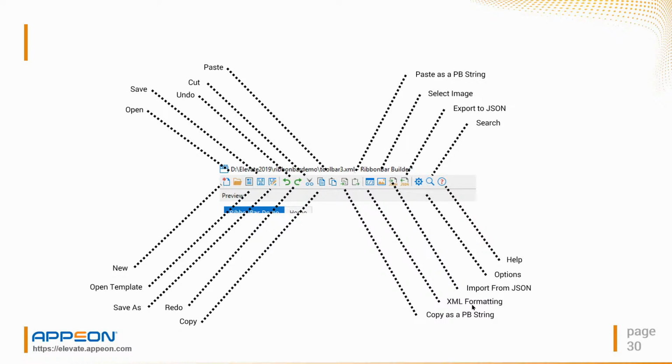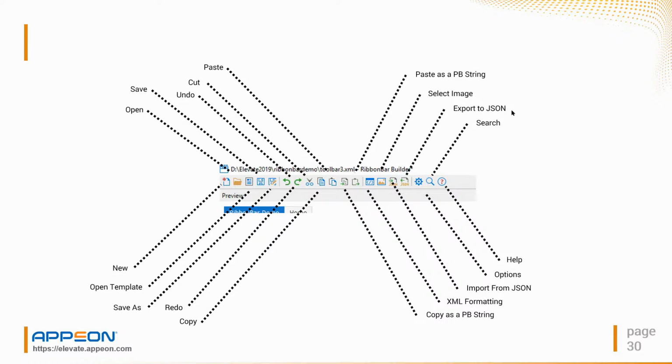The XML formatting just formats the XML. If you've been playing with the syntax by hand, and you've got the formatting messed up, you just say XML formatting, and it'll straighten the formatting out. This is nice. The select image button, I've got a picture of it in a bit, brings up a dialog that makes it really easy to find the system enumerated images, if that's what you want to use.